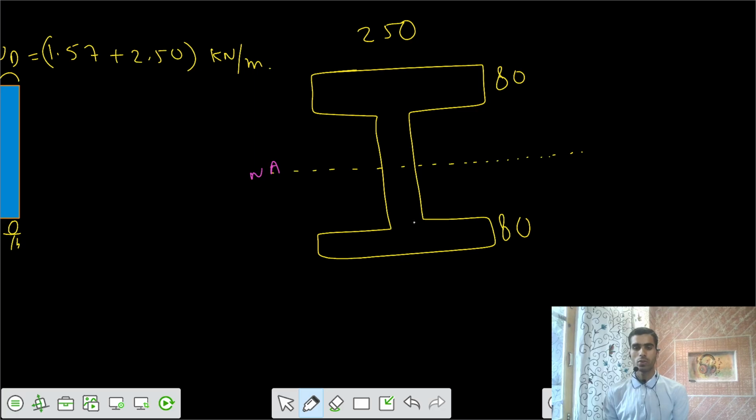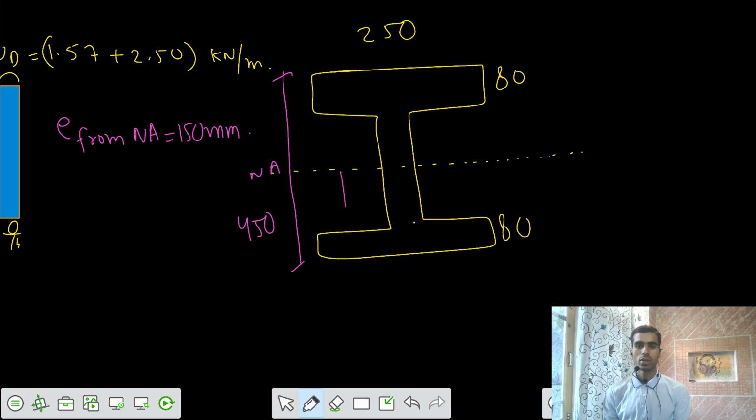And the force in the cable is placed at some eccentricity from the neutral axis. The value of your eccentricity from the neutral axis is 150 millimeters. That's the e P. Now the total depth is provided as 450. Based on this, what is this total value here? Is it 225?